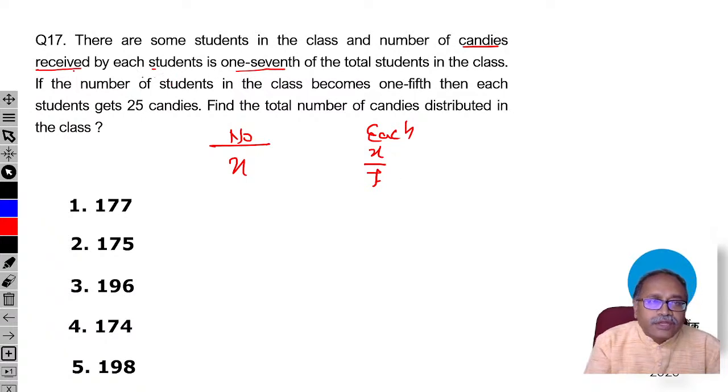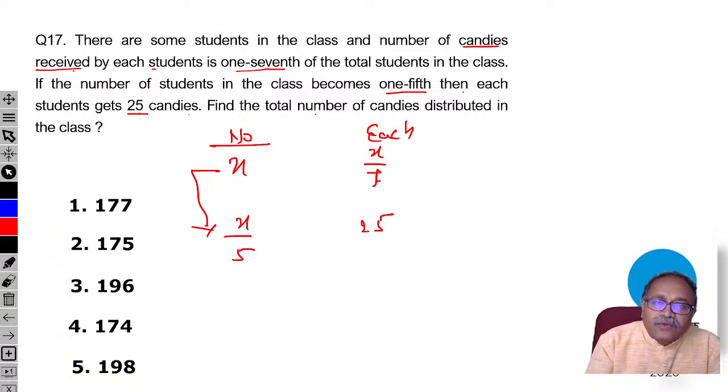Okay, then what did they say? If the number of students in the class becomes 1/5, then each student will get 25 candies. So if the number of students in a class is 1/5, how many are there now? X are there. So 1/5 of X is nothing but X by 5. Then each student will get 25 candies. Find the total number of candies distributed among the class. So one equation is clearly visible to us. The product of this is equal to the product of this. This is the total number of candies.